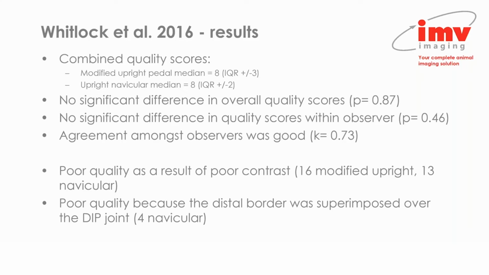For comments, they noted that poor quality, when they graded it as grade 3, non-diagnostic quality, was a result of poor contrast in 16 of the modified upright views and 13 of the navicular views. So roughly similar between the two groups. They also mentioned poor quality because the distal border of the navicular bone was superimposed over the distal interphalangeal joint, which was identified in 4 navicular views.